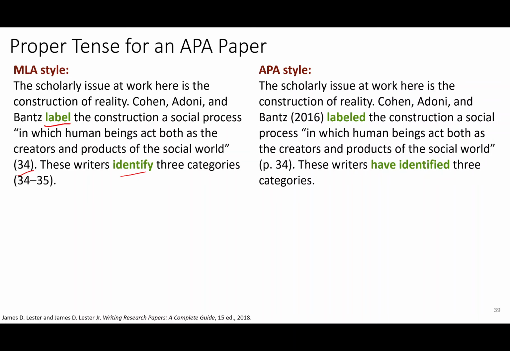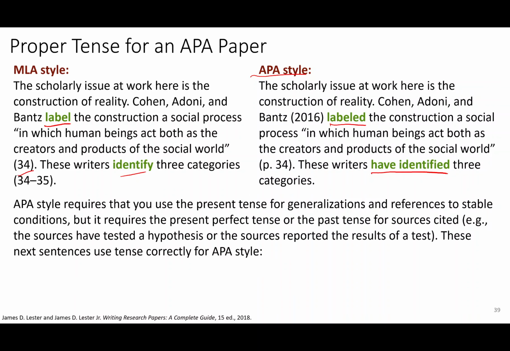In the APA style: the scholarly issue at work here is the construction of reality, and so on, labeled, past tense, the construction and social process in which human beings are, and so on. These writers have identified three categories. So APA style requires that you use present tense for generalizations and references to stable conditions, but it requires present perfect tense or past tense for sources cited. Examples: sources have tested the hypothesis, or the sources reported the result of the test.